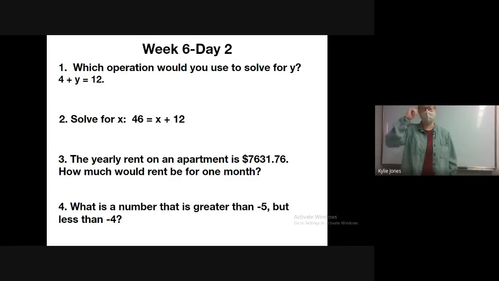Okay, so you got to think that one through. I suggest drawing a number line for number four to give yourself an idea of where they are and what numbers could work for that. So take about 7 or 8 minutes to work on this one, please. Go ahead.